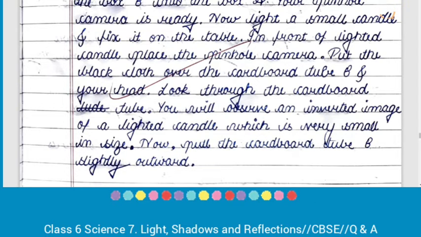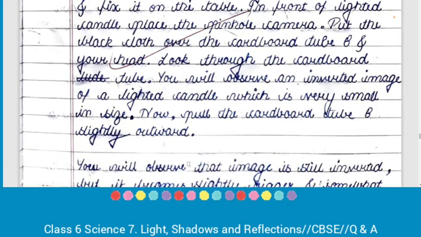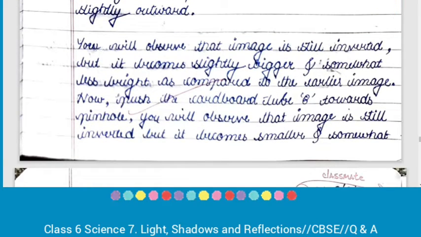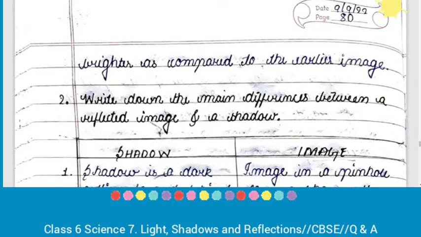Now pull the cardboard tube B slightly outward. You will observe that the image is still inverted but it becomes slightly bigger and somewhat less bright as compared to the earlier image. Now push the cardboard tube B towards the pinhole. You will observe that the image is still inverted but it becomes smaller and somewhat brighter as compared to the earlier image.